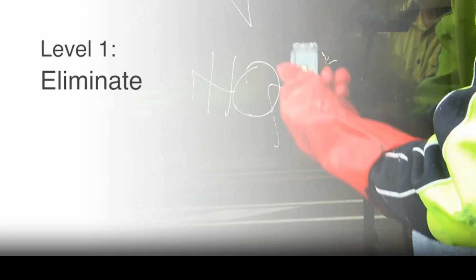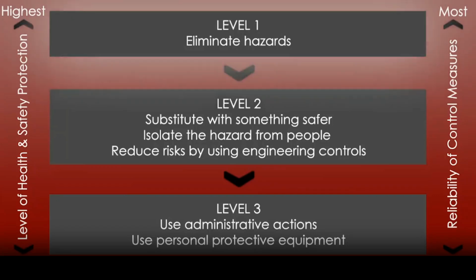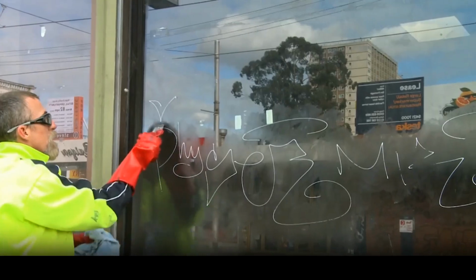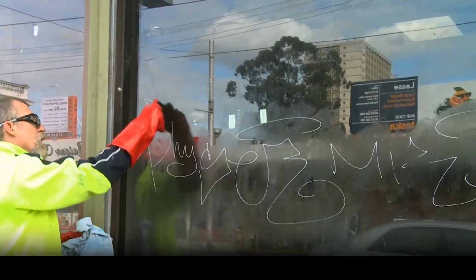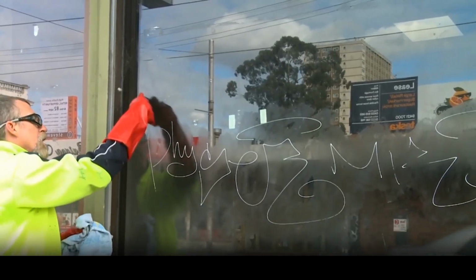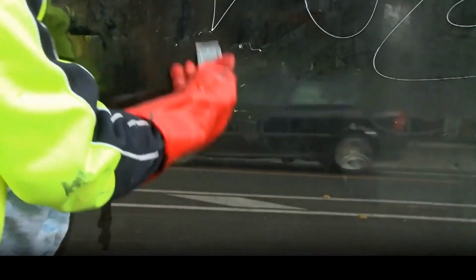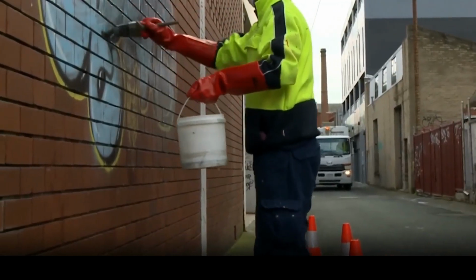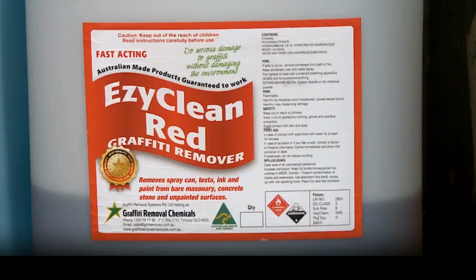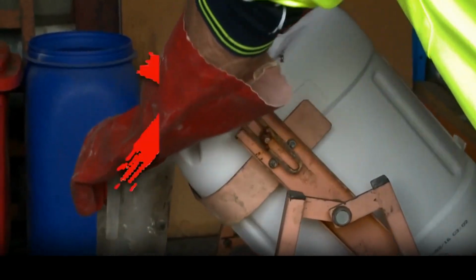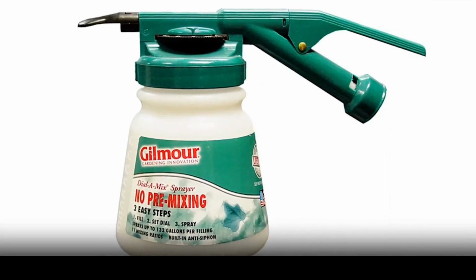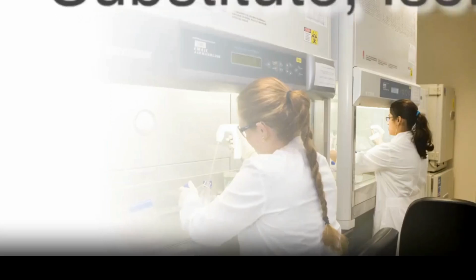Level 1. Eliminate. The best way to eliminate the risks of a hazardous chemical is to avoid using it altogether. A council in Victoria found that using a scraper to remove graffiti off glass was just as effective as using a chemical and safer for their employees. However, we use chemicals for specific reasons, so this often isn't possible. But what we could do is eliminate a worker handling activity. For example, buying pre-mixed chemicals instead of hand mixing them.